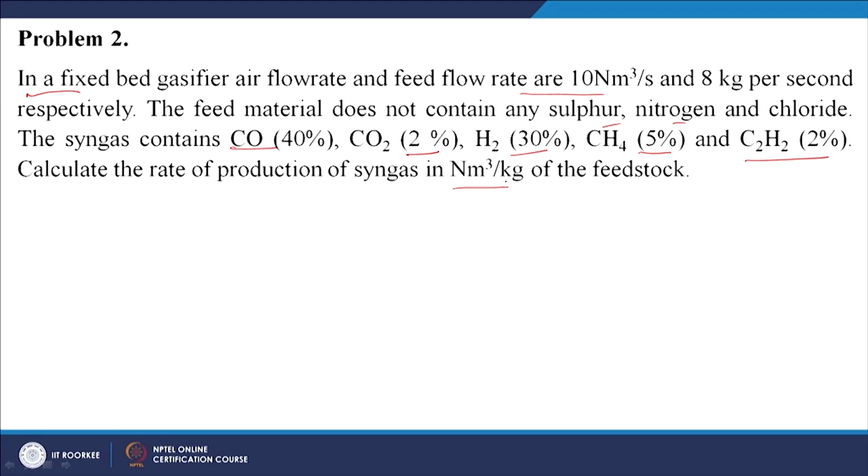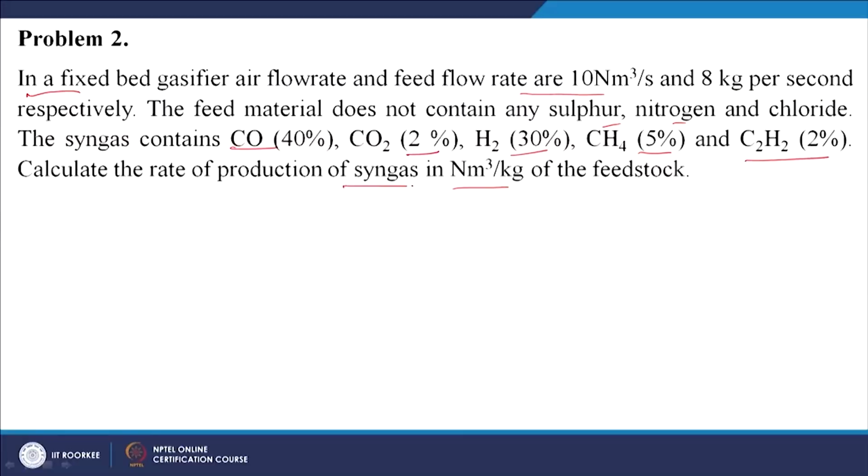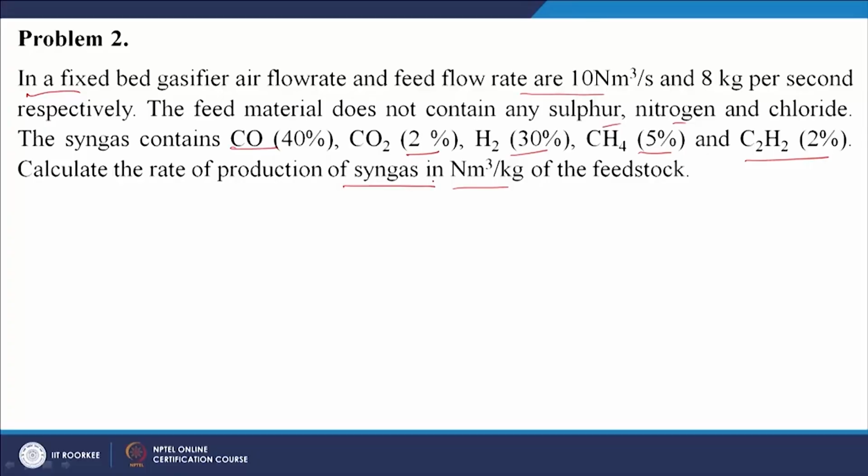So, this is the problem statement. We have to calculate the production of syngas in normal meter cube per kg. So, 1 kg of material will produce some amount of syngas, and that amount we have to measure in the unit of normal meter cube. So, how can we do it?